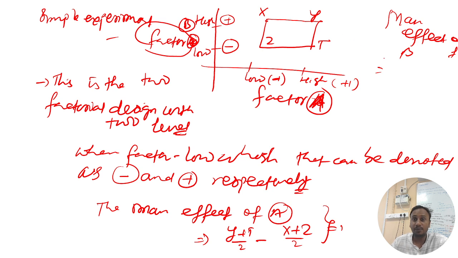It will be x plus y minus y plus t plus z. Sorry, by 2. So this is called the main effect of B. Okay, so that will be called A and B. Then we can calculate the AB also.